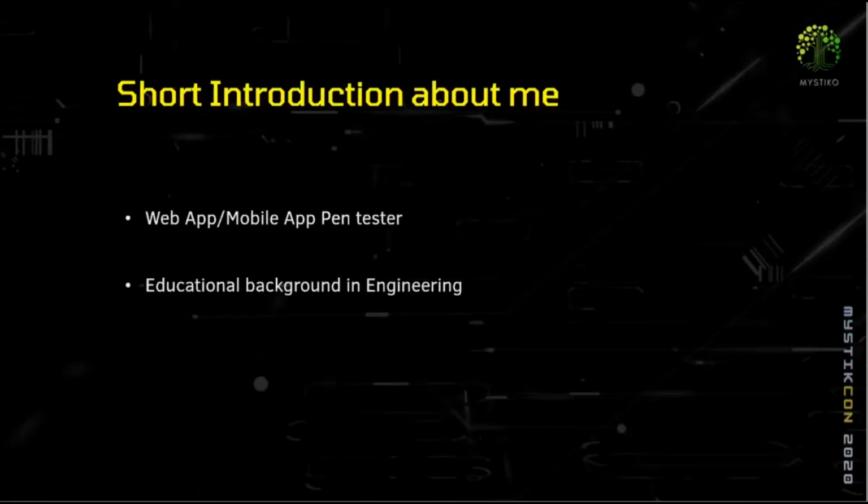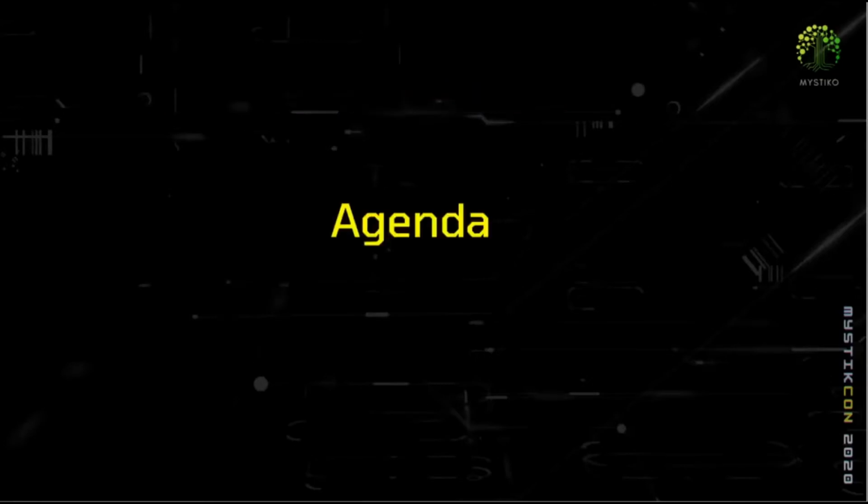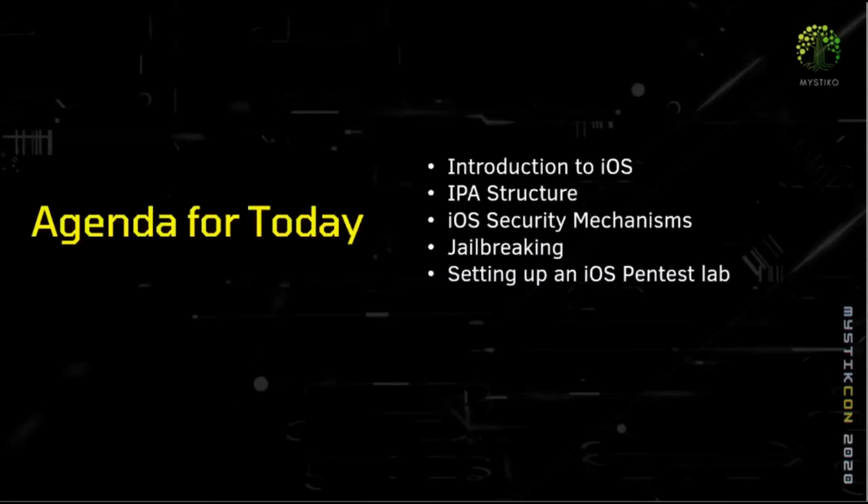So let's move on to the agenda for today. We'll be going through the introduction to iOS, followed by the IPA structure, giving you the breakdown of what exactly an IPA looks like and what the different components in it are. Next would be the iOS security mechanism, which would explain why iOS is considered to be more secure as compared to Android and the reasons why people go for a jailbreak.